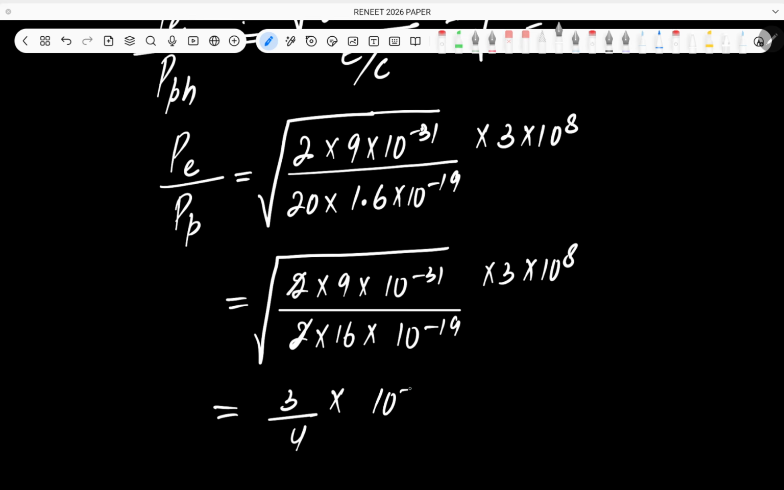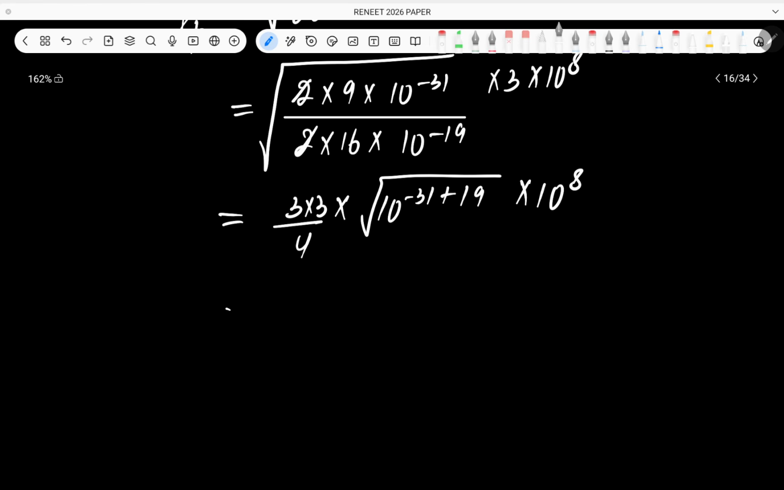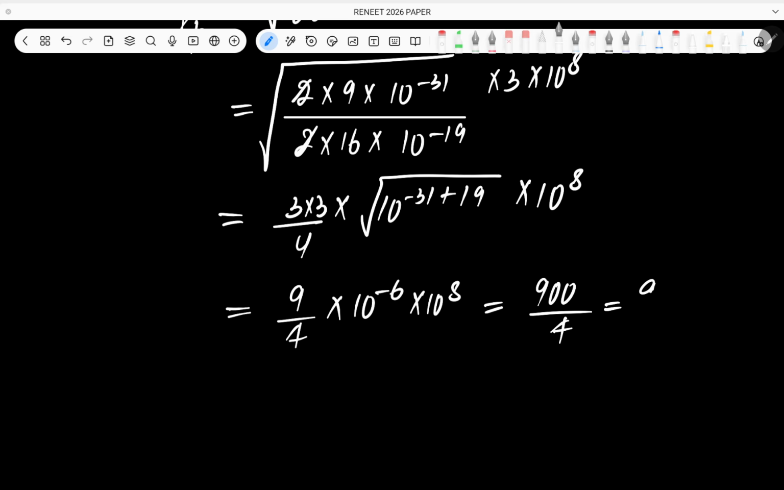ये बन जाएगा बेटा यहाँ पे 10 to the power minus 13, 31 plus 19, under root of all this multiplied by, here it is 3, so I will multiply it here 3, so here it is 10 to the power 8. Now 3 into 3 is 9 divided by 4 into 10 raised to the power minus 31 plus 19 is what? Minus 31 plus 19 is minus 12, so it is 10 to the power minus 12 into 10 to the power 8. So it comes out to be 900 divided by 4. 100 by 4 is 25.